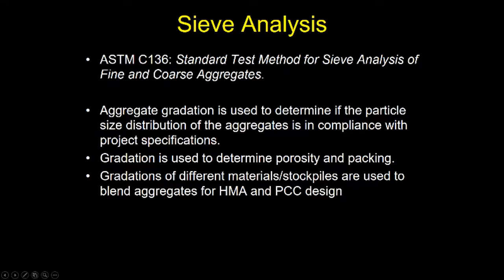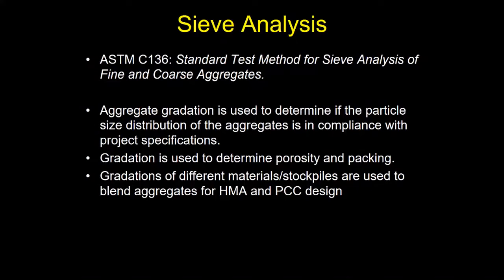Let's see. So the next portion is sieve analysis. The ASTM is C126. It's called the standard test method for sieve analysis of fine and coarse aggregates. So what you do is you determine an aggregate gradation based on the particle size distribution of the aggregates. You make sure it's in compliance with project specifications. So each specification or each different job might have a different gradation required. And I'll go into what a gradation is after the video.